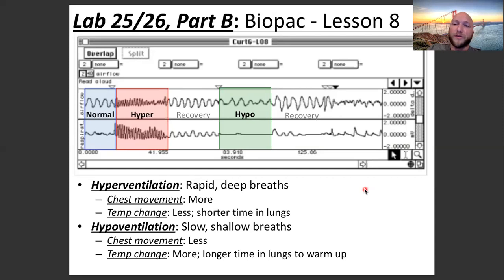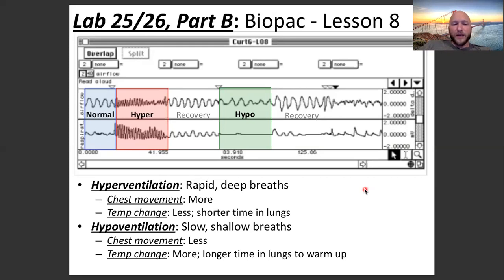So normally during apnea, we have cool atmospheric air moving into our lungs, and then the air warms up in our lungs, and then we exhale, and that warm air from our lungs moves out our nose past the thermistor. So we exhale warm air, we inhale cool air.